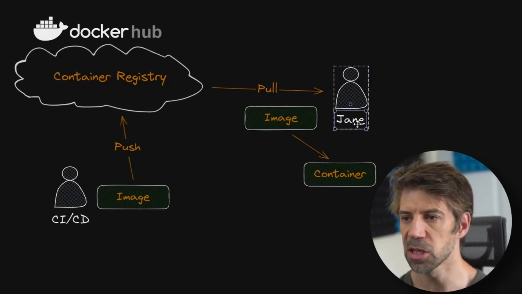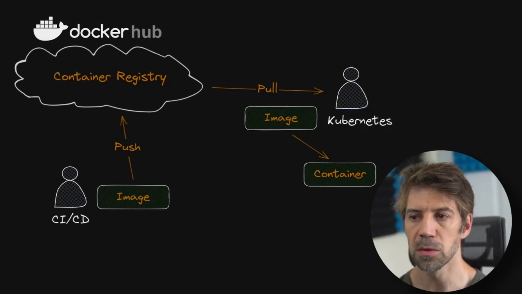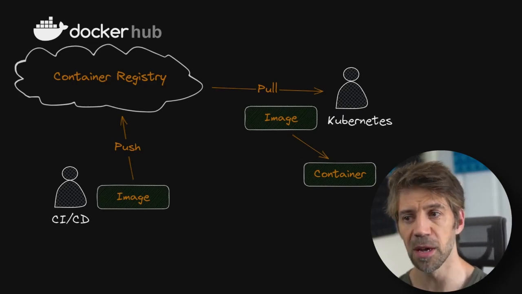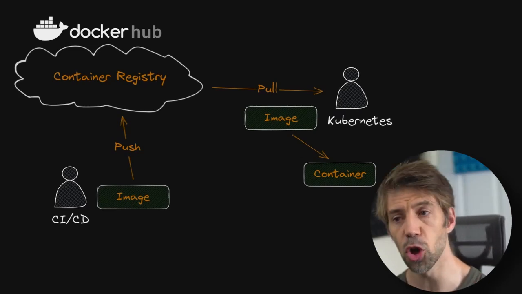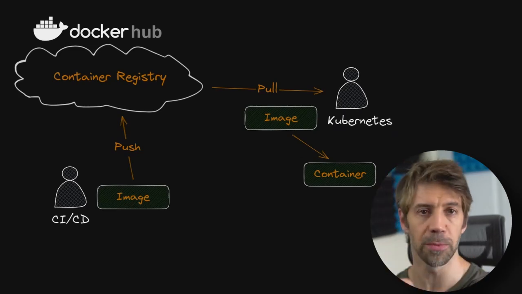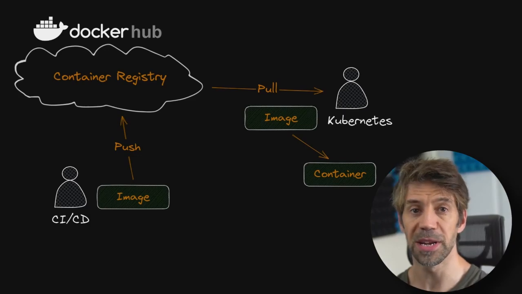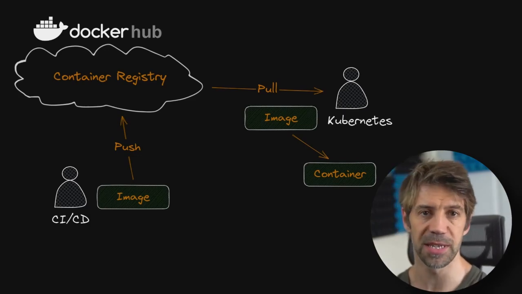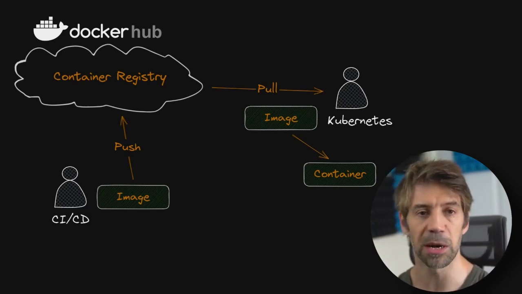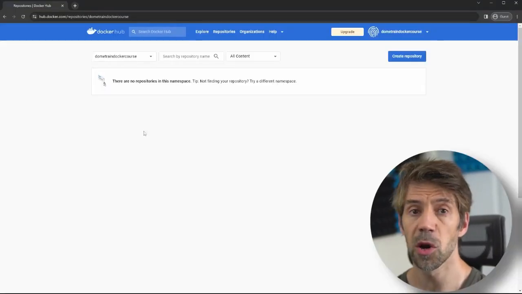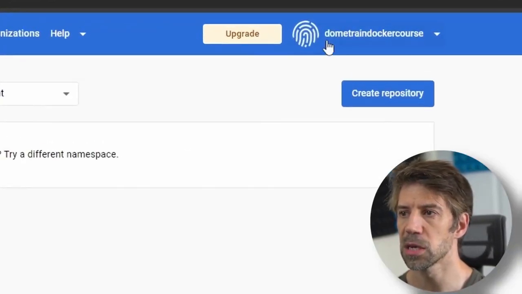And then let's change Jane, and Jane can be a Kubernetes cluster. So Kubernetes would also be doing a pull. So exactly the same pattern. Your CI/CD system would not be pushing the image to Kubernetes. It would still be pushing it to the container registry. Kubernetes would then pull down the image and create a container from it, just like the example before where it was Jane doing a pull and doing a Docker run. It's the same pattern.